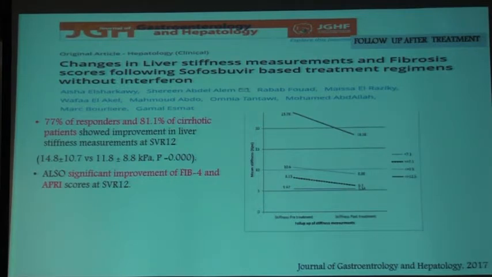Also, published Egyptian data with a very good response: 77% of responders after treatment with sofosbuvir-based treatment, and 81% of cirrhotic patients showed improvement in liver stiffness measurements at SVR12. It was 14 versus 11 kilopascal. Also, there was a significant improvement in the FIB-4 and APRI scores at SVR12.